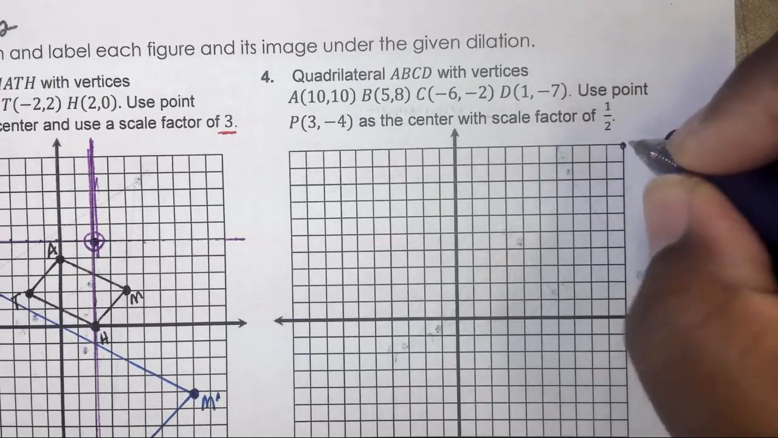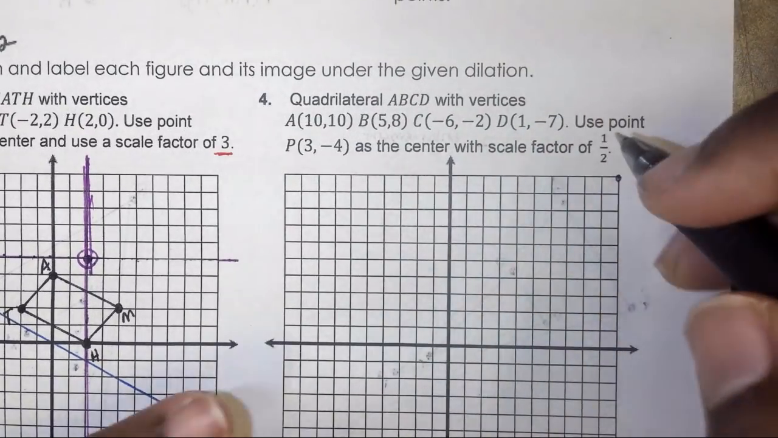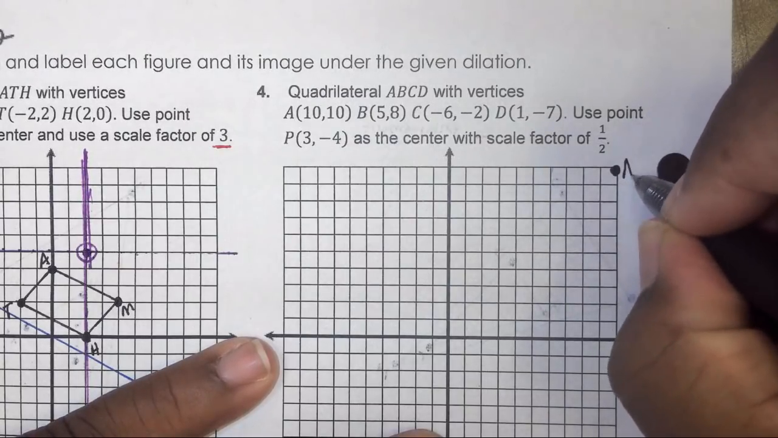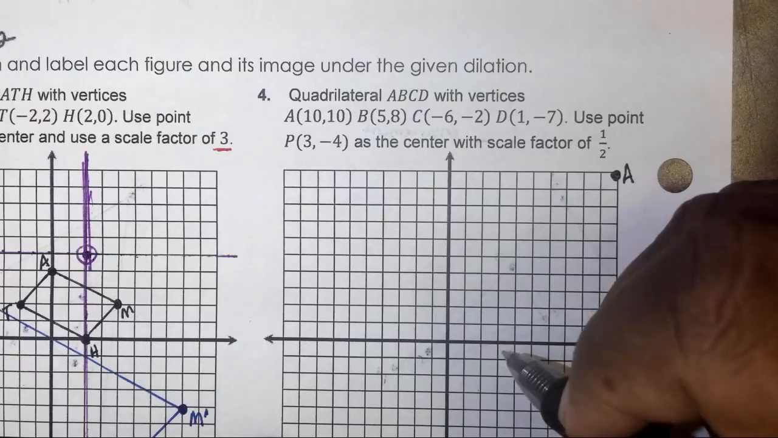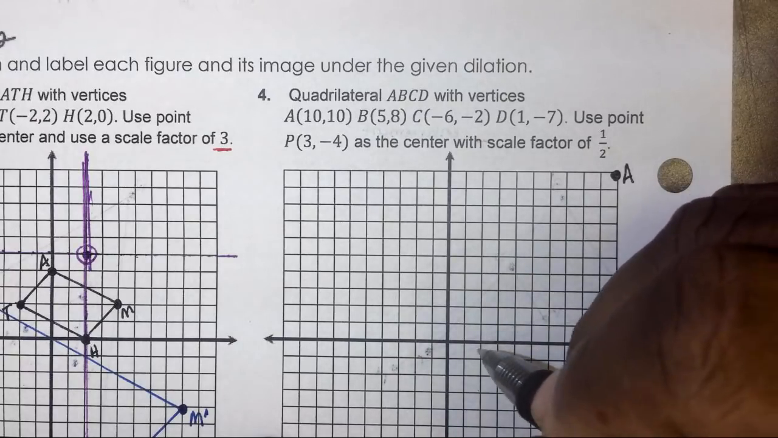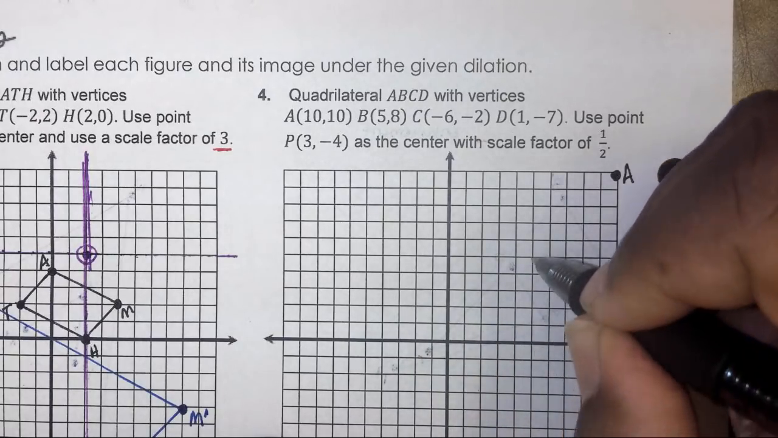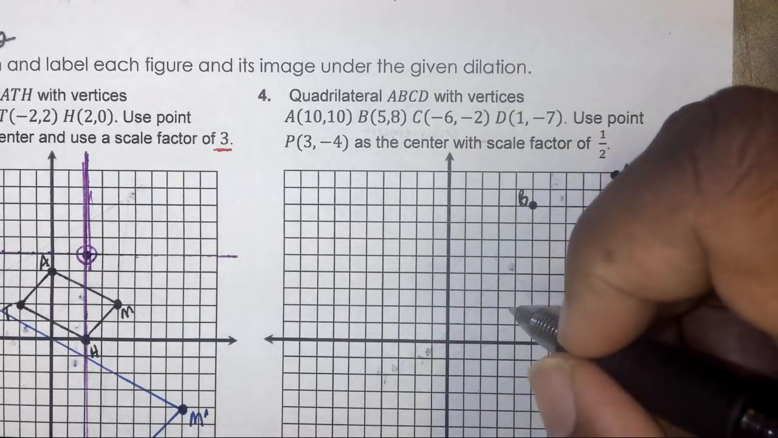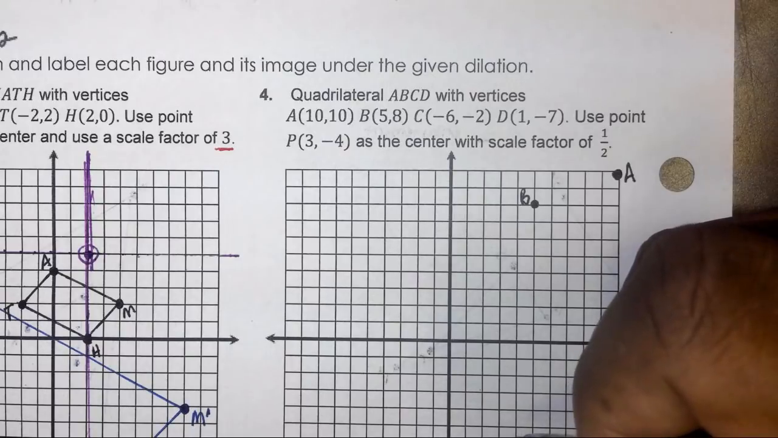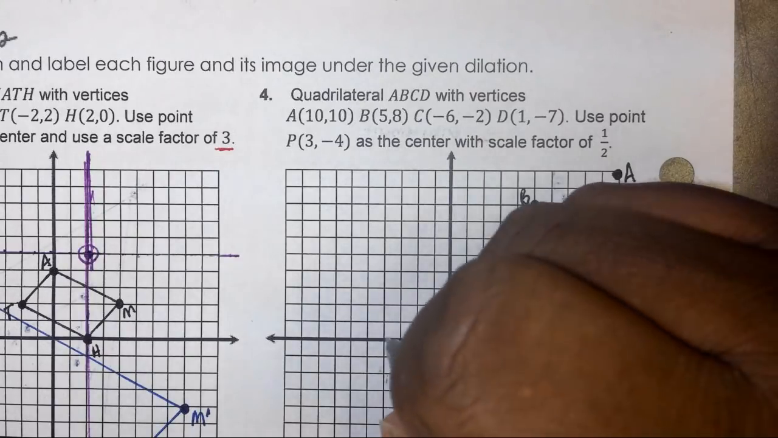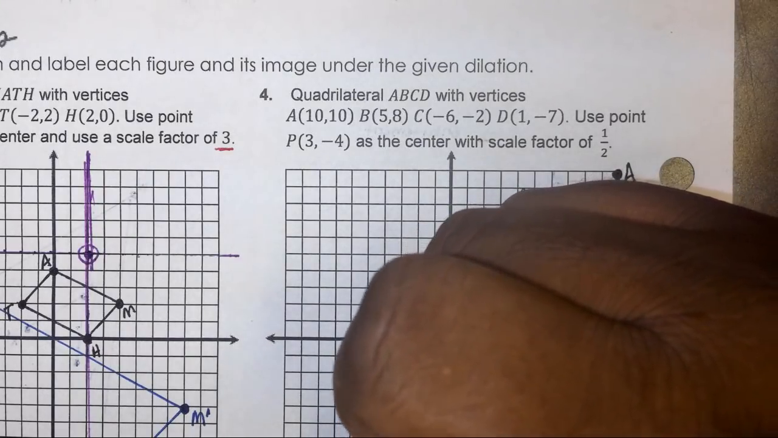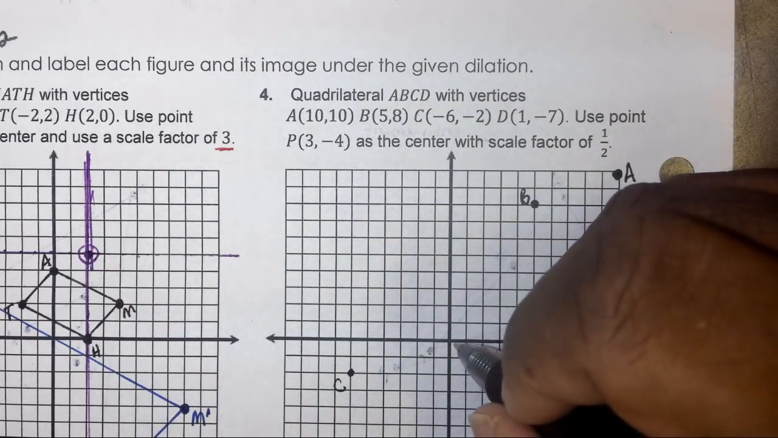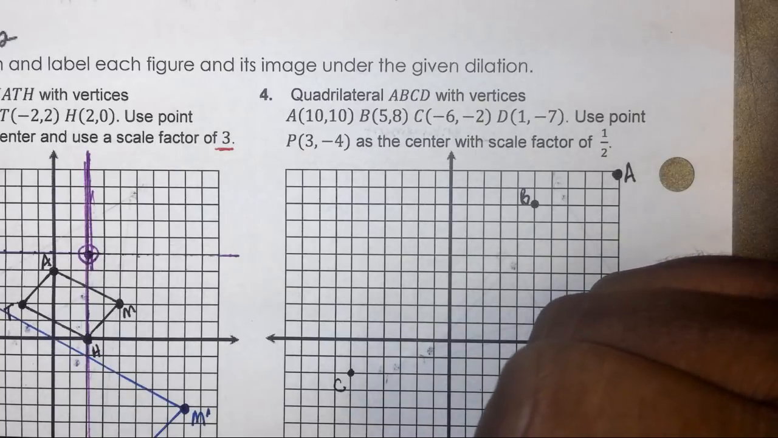So 10, 10. A, B is 5, 8. C is at -6, -2, C, and D is at 1, -7.